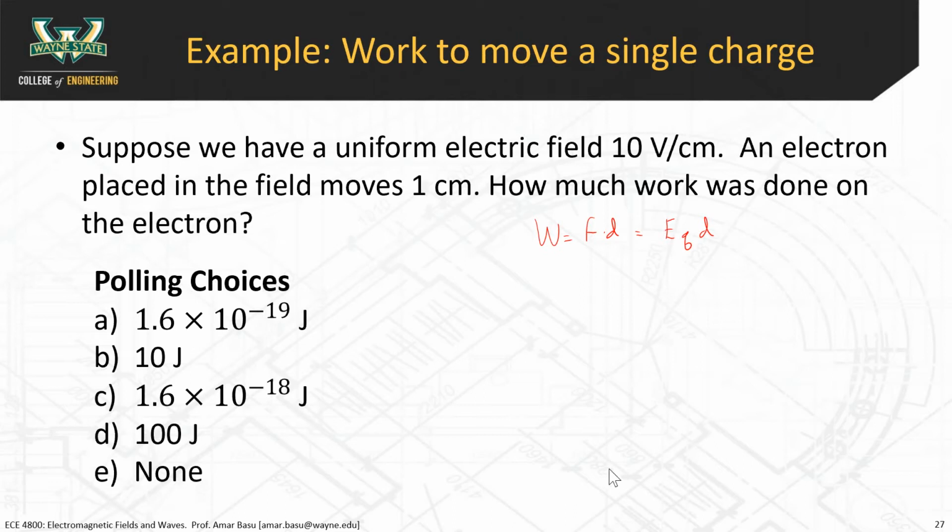The problem is we have a uniform electric field of 10 volts per centimeter. So E is equal to 10 volts per centimeter. An electron placed in the field moves 1 centimeter. How much work was done on the electron? All right, I'll just wait a little bit until we get the responses here. I'll give you a minute or two to do the problem, and I'll just wait a little bit here.